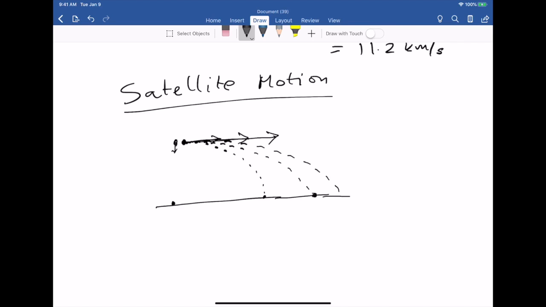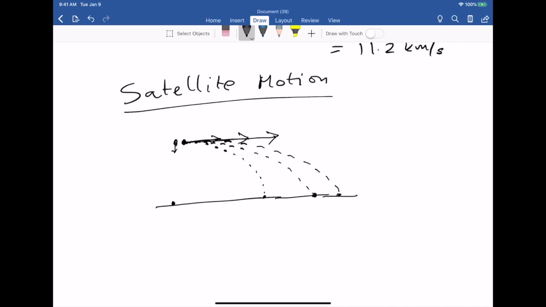It will just reach the ground further, but it will take exactly the same amount of time to reach the ground, because its downward acceleration is the same as the downward acceleration of the ball that's dropped. All right, what if I increase the velocity even more?